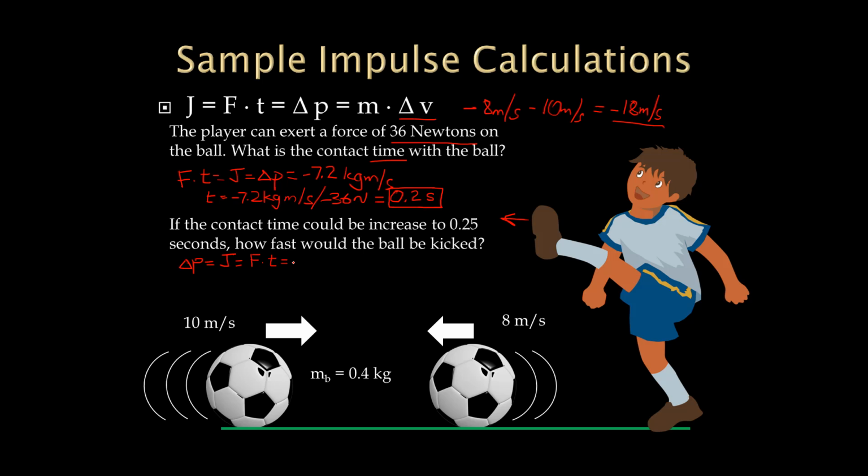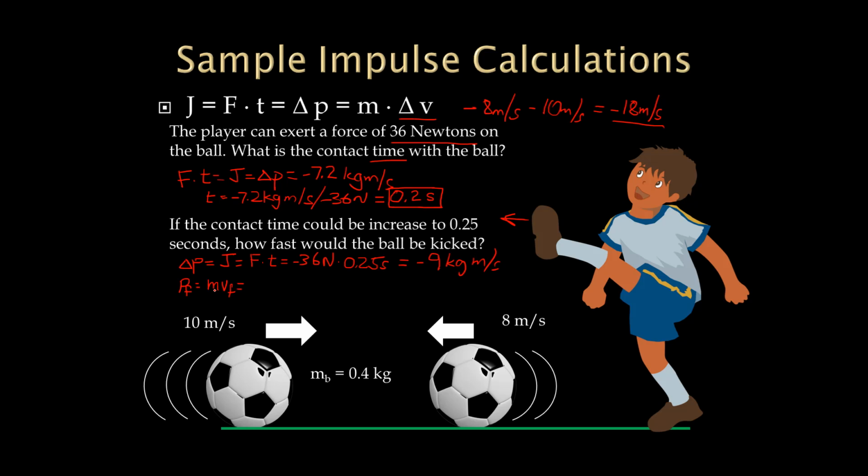In this case, our force is still minus 36 newtons. Our player is kicking just as hard, but we're increasing the contact time to 0.25 seconds. So let's see what the impulse would be here. 36 times 0.25 tells me that it is minus 9 kilogram meters per second. That is our change of momentum.